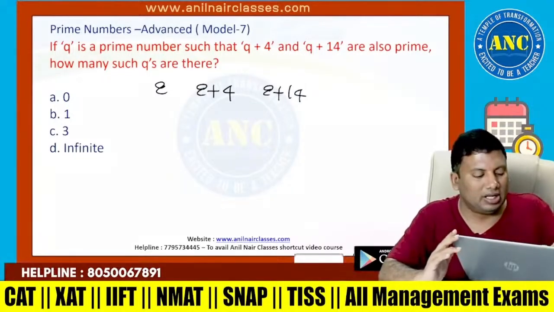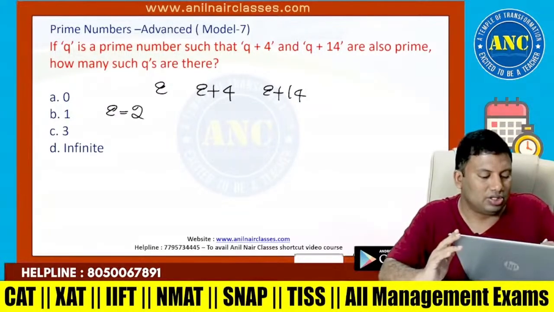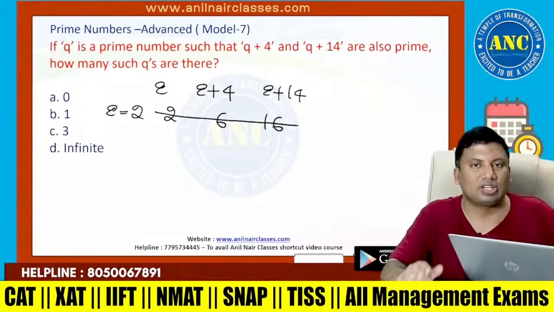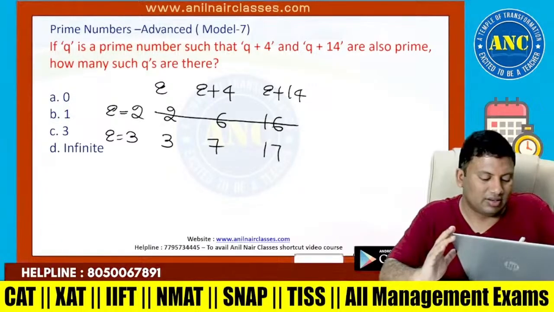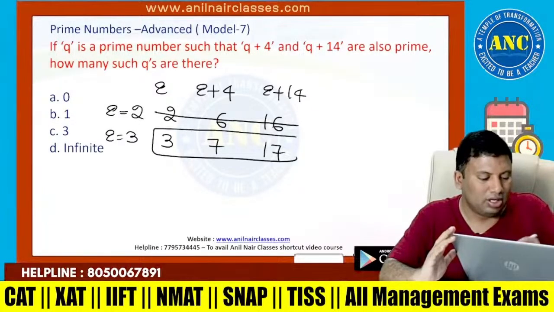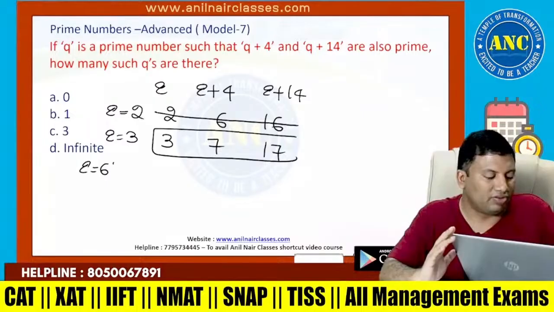This triplet is a prime number. Q is 2: 6 and 16 are even numbers, not possible. Q is 3: 3, 7, 17, it is possible. Any prime number greater than 3 is of the form 6k plus 1 or 6k minus 1.